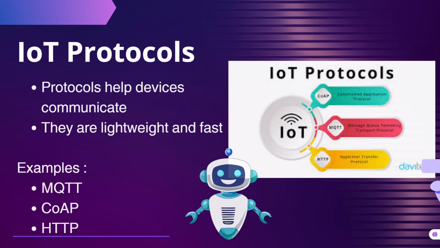Next is IoT protocols. In this slide, you can see different protocols connected with IoT devices. Protocols define the rules for communication. They help devices to send and receive data correctly. IoT protocols are designed to be lightweight so that low power devices can use them easily. Some common protocols are MQTT, CoAP, and HTTP. These protocols make communication reliable and efficient.